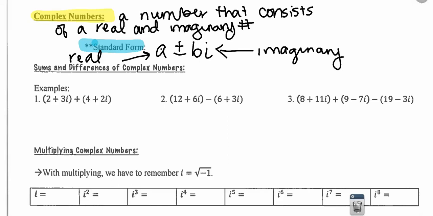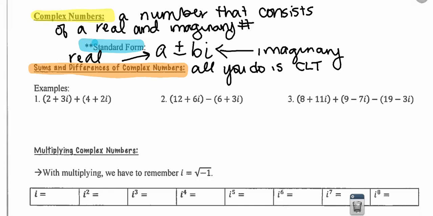So we have to learn first off the basics. Like we're going back to kindergarten with math, we have to learn the basics. We have to first learn how to take the sum and differences of complex numbers. So with the sum and differences, all you do is CLT, combine like terms.